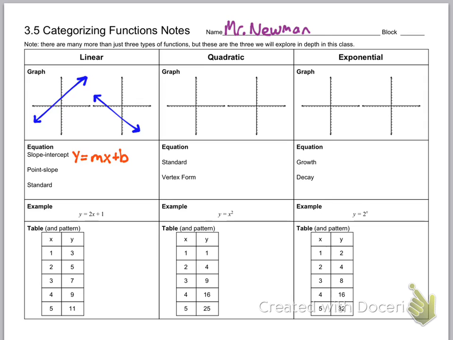Now, there are other kinds of equations. One is called point-slope form. I just want you to write those down for now. And then standard form looks like that. And we're going to use all of these a lot more in the future, but for now I just want you to be able to recognize them. In my example, I use slope-intercept form, y equals 2x plus 1, and that is also my table.